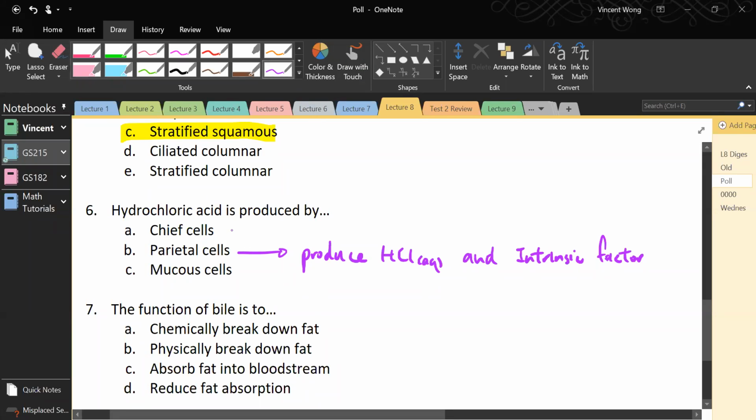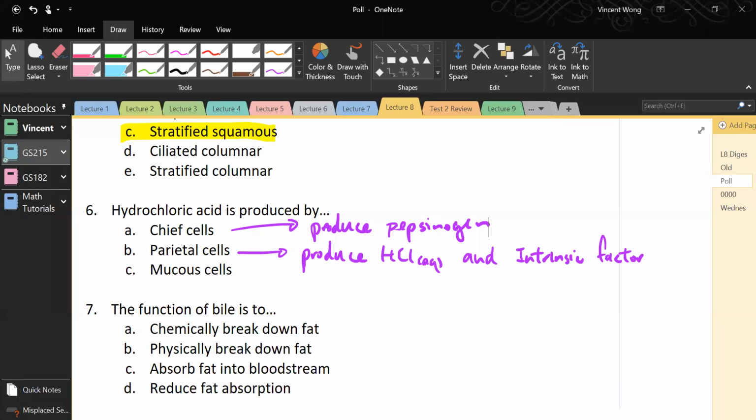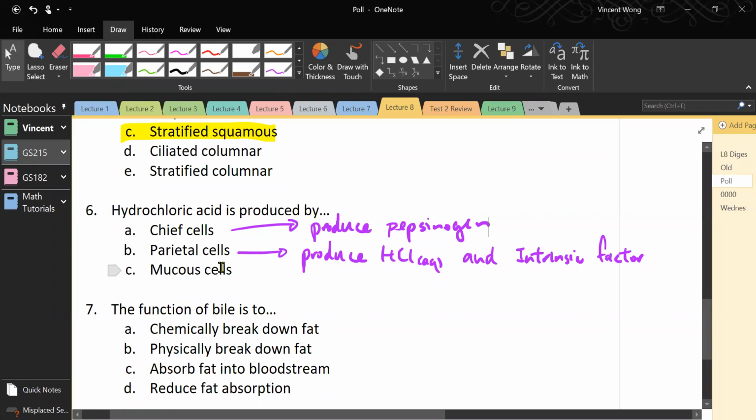Next one, chief cells. Chief cells produce the pepsinogen that we talked about. And mucus cells, as the name implies, produce mucus, which coats the interior of the stomach lining with a thick layer of mucus, so the acid is not going to digest the stomach.